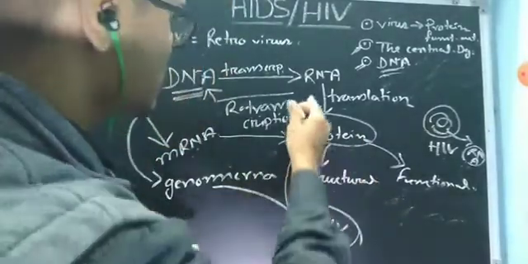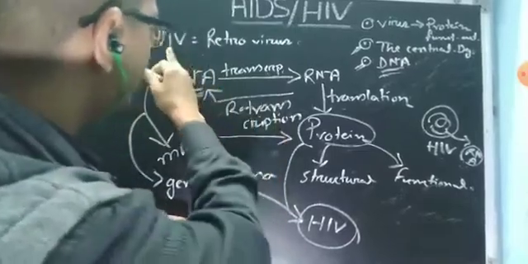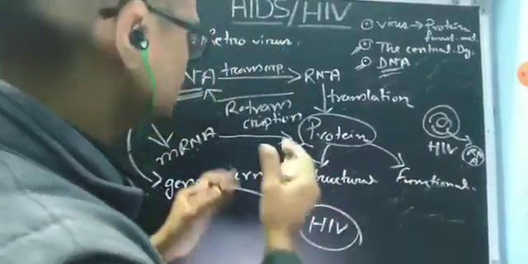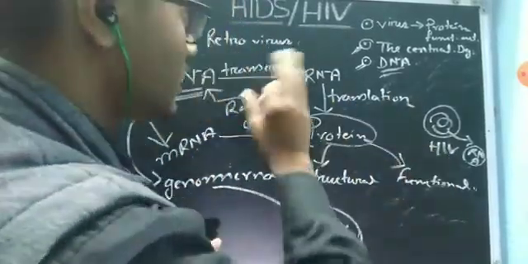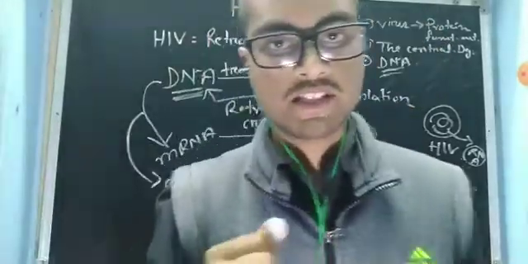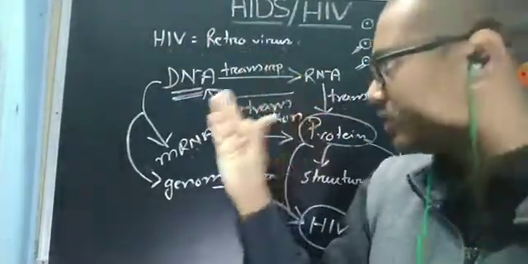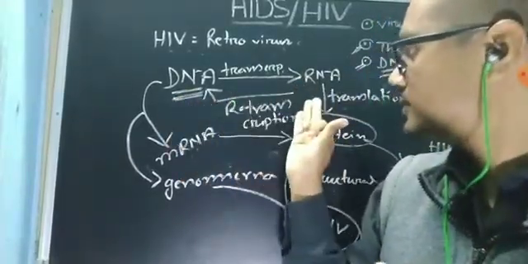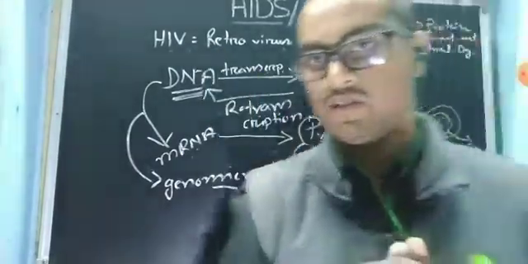And as this virus goes through the reverse transcription process, due to this reason, the HIV virus is also called a retrovirus. Retro means reverse, back again. So that is the reason the HIV virus is called a retrovirus. I think this is sufficient to know why the HIV virus is called a retrovirus, because the viral RNA converts into DNA through the reverse transcription process.